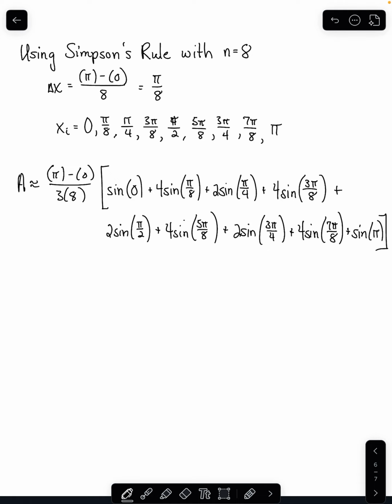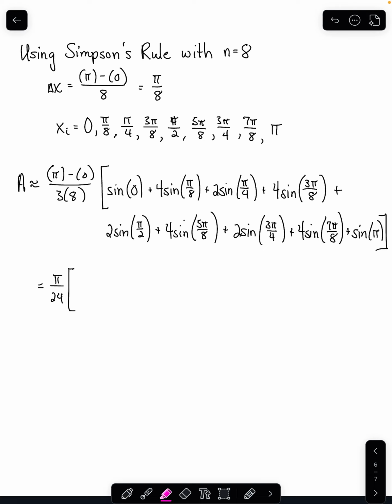Okay, this is large, but again, we're going to be using a calculator, so we can do some cleaning up only to simplify what we're going to put into the calculator, which certainly will help. So first off, our fraction can be written as pi over 24.